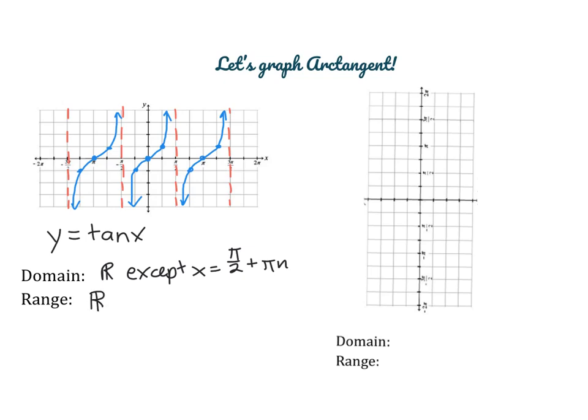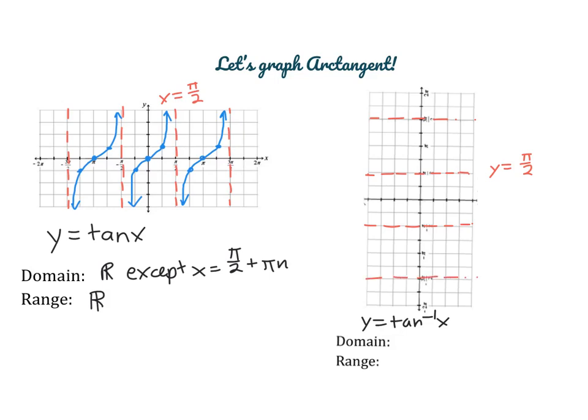Okay, so to graph arctangent, we can start by using the asymptotes from the original function, and instead of being at x equals π/2, we're actually going to draw it at y equals π/2. And that means that we would draw them every pi units apart.